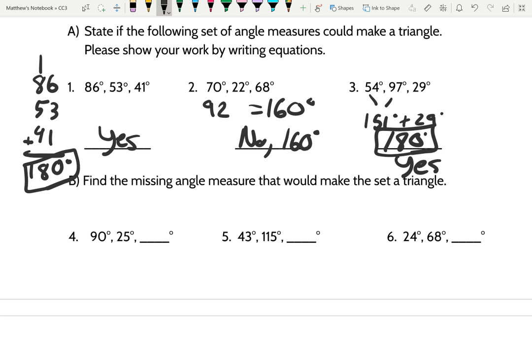Now here for part B, we're going to find the missing angle measure that would make the set a triangle. So here we know that it has to add up to 180 degrees, and we have a missing angle. So you could draw out a diagram here. You could have a right triangle, and you could have the 90-degree angle. You could have your 25-degree angle over here, and then try to figure out what this missing angle measure is here with x. And so here in our equation, we can add up the two sides we know, 90 and 25, to get 115 degrees.